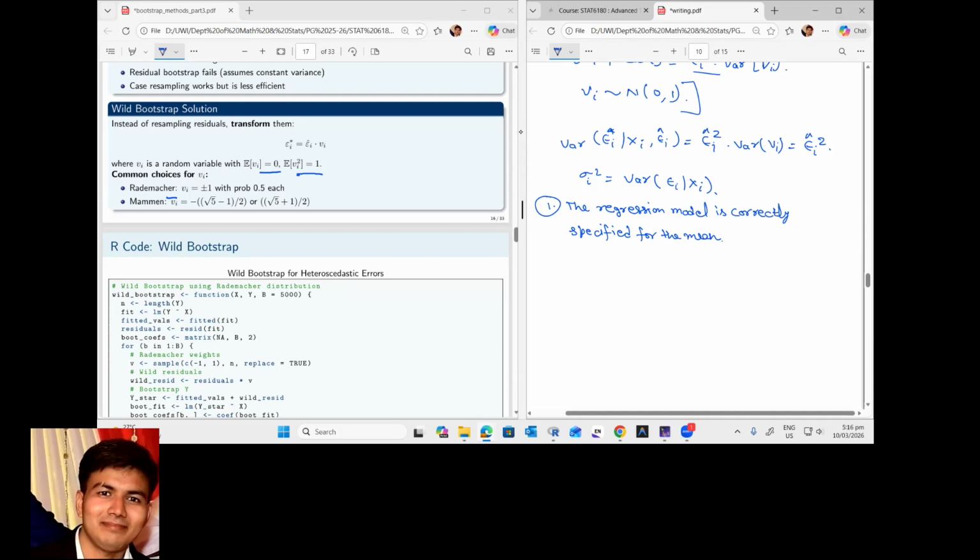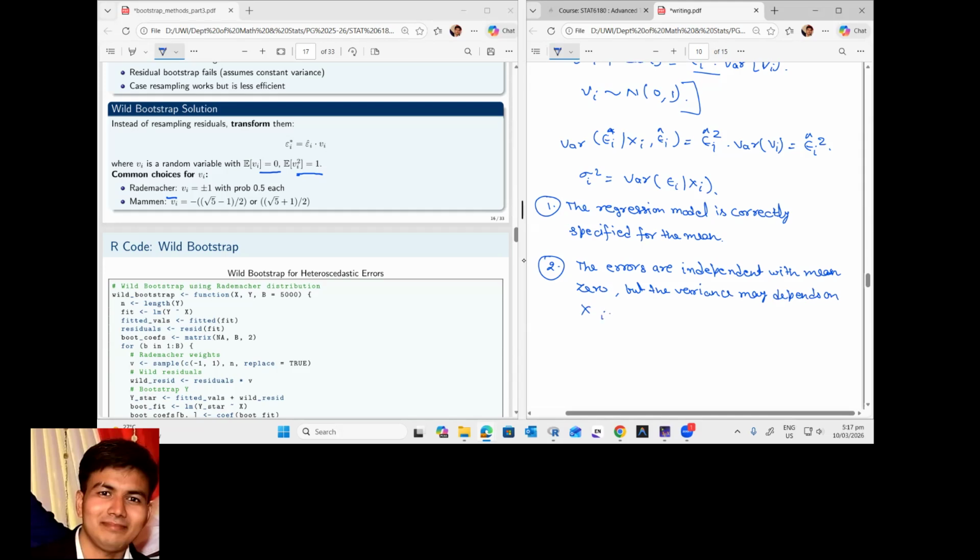And the second assumption is that the errors are independent with mean zero, but the variance may depend on xi.